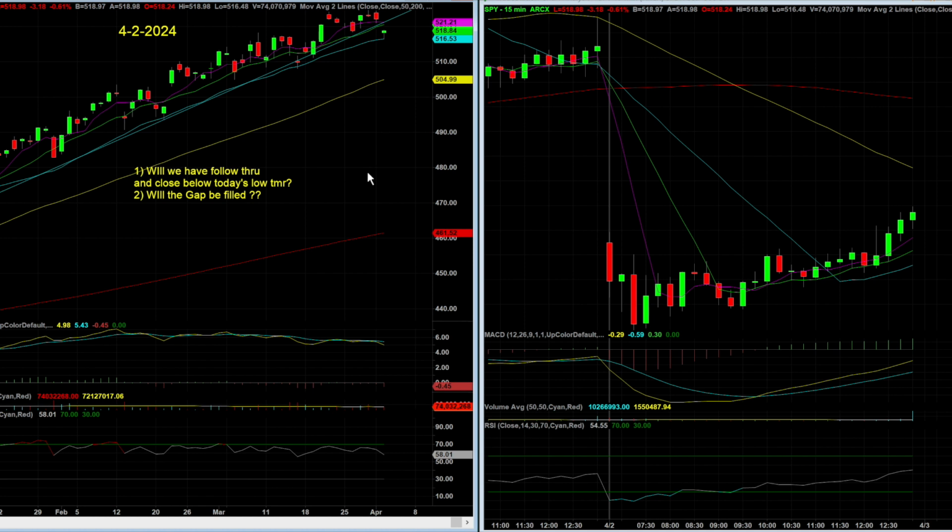But there are two things we have to be mindful of. First, will we have follow through and close below today's low tomorrow? That's important for being bearish. If there's no follow through and the close is above today's close, that's not a good sign for bears. It might turn around and hit a new high again. I don't know, so we'll see. Also, will the gap be filled tomorrow? Those are the two questions we have to check.